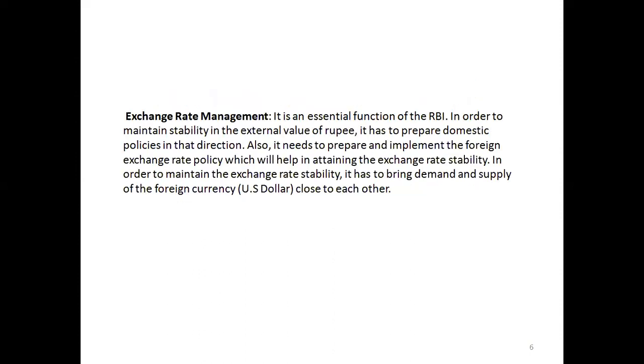Exchange rate management. It is an essential function of the Reserve Bank of India. In order to maintain stability in the external value of the rupee, it has to prepare domestic policies in that direction. Also, it needs to prepare and implement the foreign exchange rate policy, which will help in attaining exchange rate stability. In order to maintain the exchange rate stability, it has to bring the demand and supply of foreign currencies close to each other.